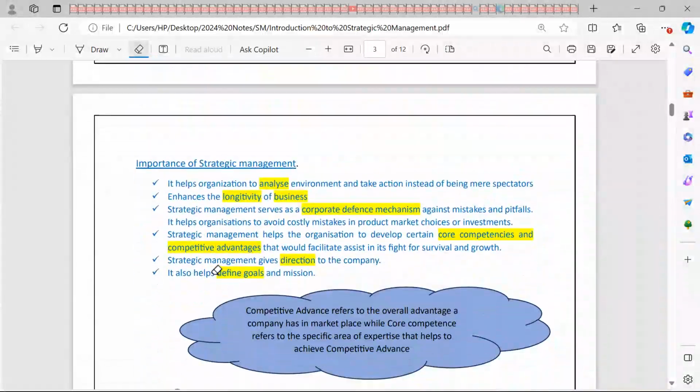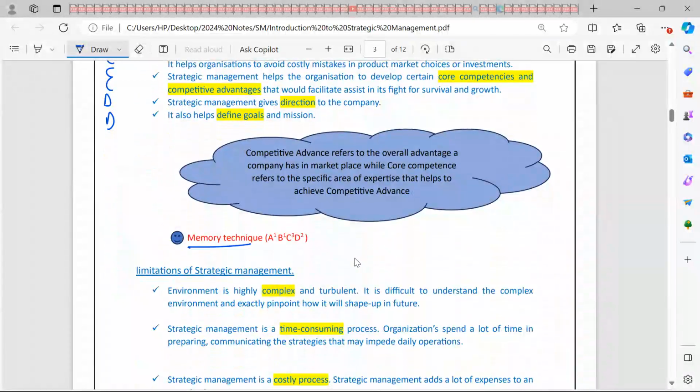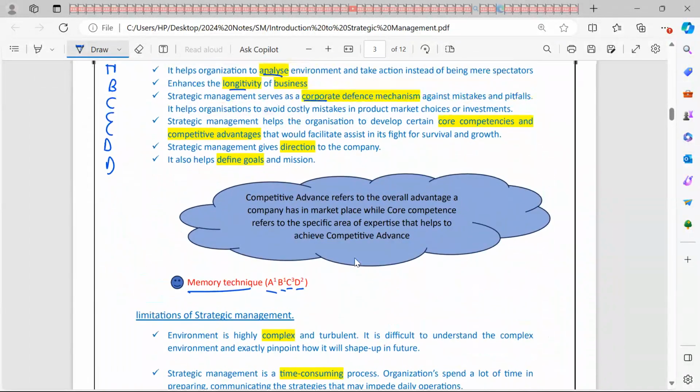Now we are coming to the importance of strategic management. If you read it, it is very simple: it has to analyze the environment, longevity of the business, corporate defense mechanism. But we are here to learn everything, not just to understand things. So I have created a cheat code for you. What is that cheat code? The cheat code is A, B, C, D. I have written this seed memory technique: A1, B1, C3, D2.